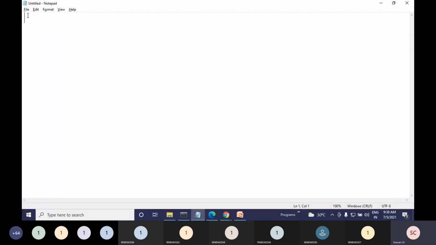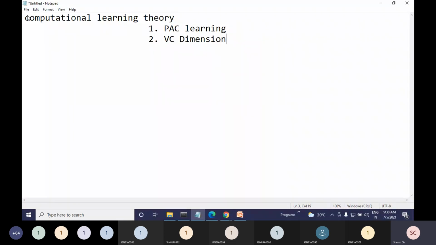So fine. Today what we will be discussing is under computational learning theory. There are two topics. One is called PAC learning. Another one is called VC dimension. Right. So both we will be discussing today. Hopefully both we can complete. PAC learning already we have started. But we need to have a little basics of computational learning theory, right? So what exactly do we mean by computational learning theory?